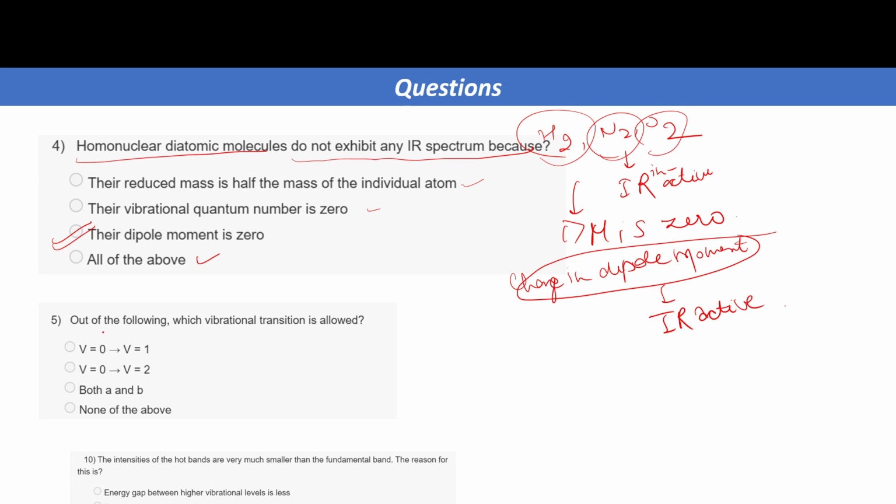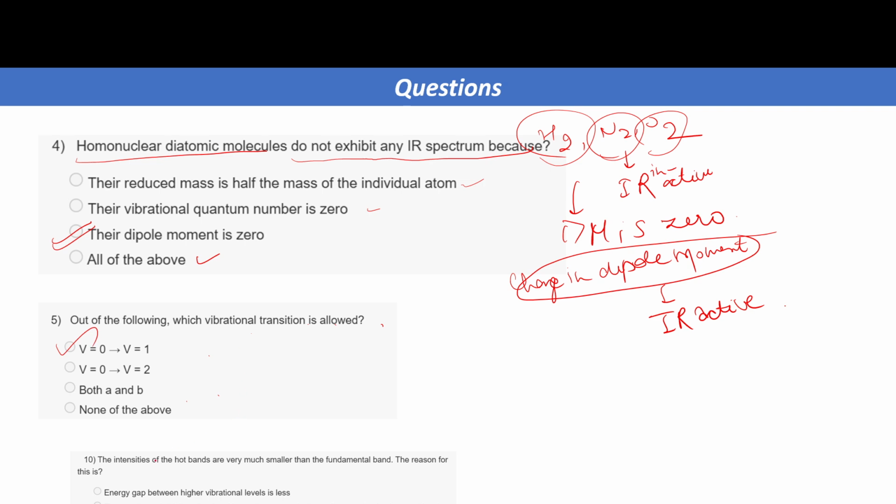Now, next question. Out of the following, which vibrational transition is allowed? 0 to 1, 0 to 2, both A and B, or none of the above? The correct answer will be 0 to 1.